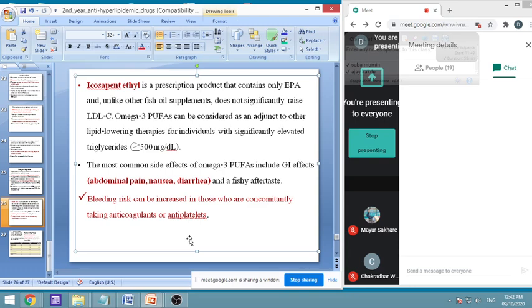The most common side effects of omega-3 polyunsaturated fatty acids include GI effects, abdominal pain, nausea, diarrhea, and fishy aftertaste. Bleeding risk can be increased in those who are concomitantly taking anticoagulants or antiplatelets.